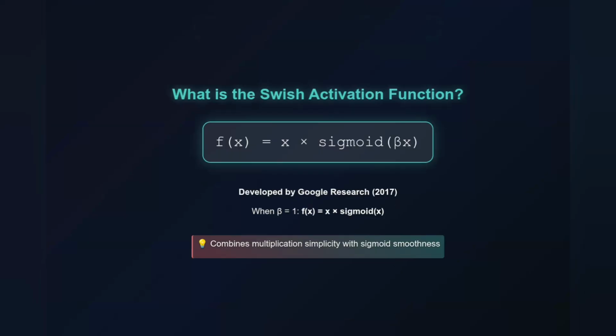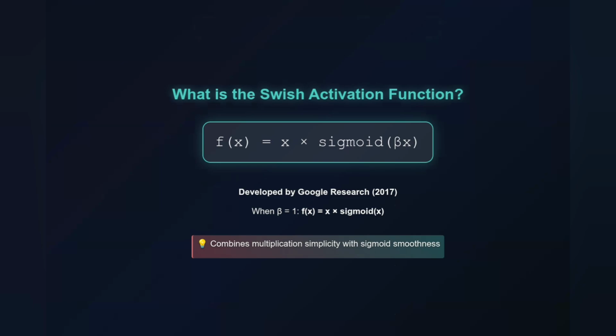Swish is an activation function developed by Google researchers in 2017. The formula is beautifully simple. f(x) equals x times sigmoid of beta x. Let me break this down. We're multiplying the input x by the sigmoid of beta times x. When beta equals 1, it becomes x times sigmoid of x, which is the most common form.